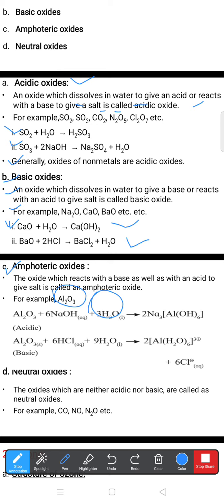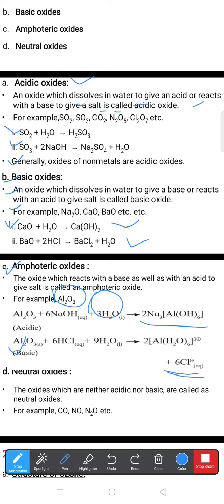of Na3Al(OH)6. This is the formation of the salt, where the acidic oxide reacts with base. Similarly, alumina plays the role of a basic oxide when it combines with acid, with 9 molecules of water, and on the product side it gives 2 molecules of [Al(H2O)6]3+ and 6 Cl- aqueous. Remember, an acidic oxide combines with base to give salt, and a basic oxide combines with acid to give salt.